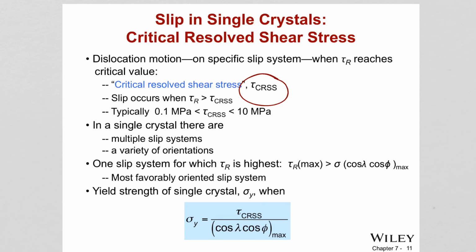So let me now tell the thing I was trying to tell before. The shear, we looked at it, was sigma times cos phi cos lambda. So you can write it down like this also.